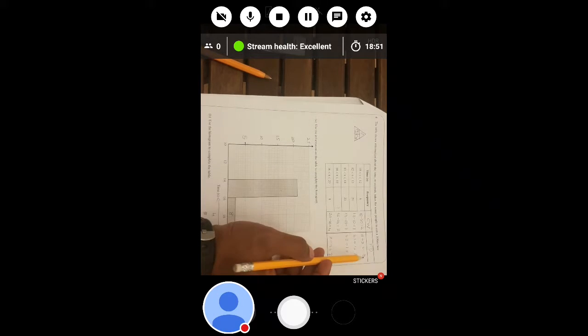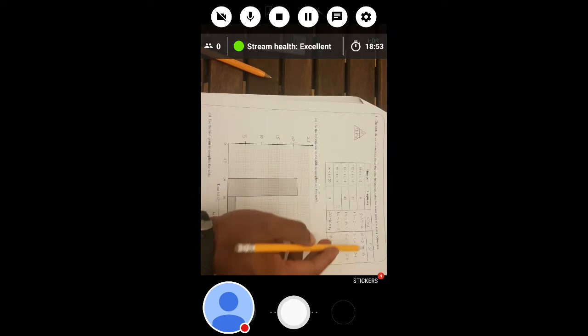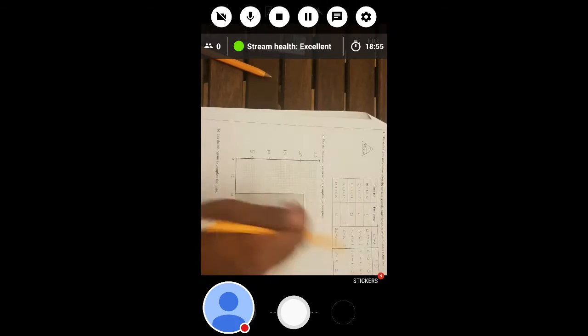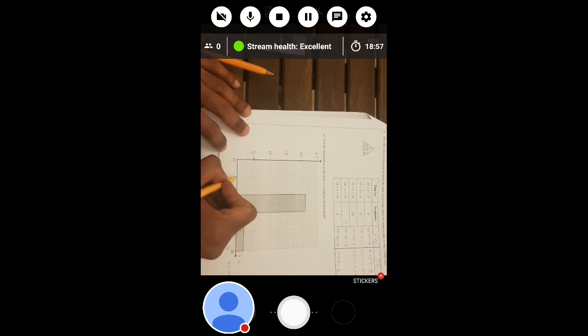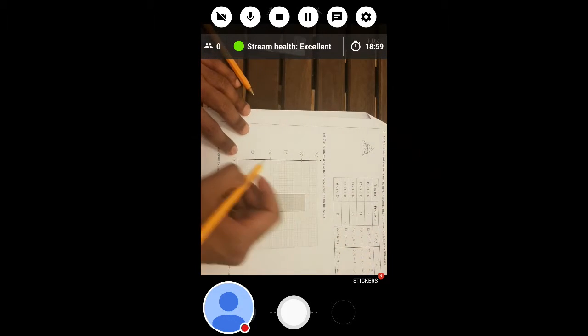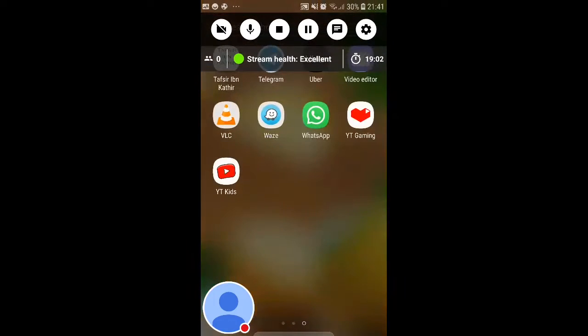Alright. So the frequency density for the first one, 10 to 12, that's the gap, is 3. So 5 is up there, 4 will be 2 squares down, and 3 will be 4 squares down. So they're just there.